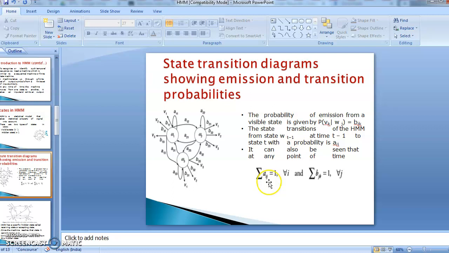Now what is the interesting part here? As it is a statistical model and it deals with probability, the sum of all the transitional probabilities and the sum of all the emission probabilities is equal to 1. Remember this point. The sum of all these transitional probabilities and the sum of all these emission probabilities is always 1, because it's a probability.